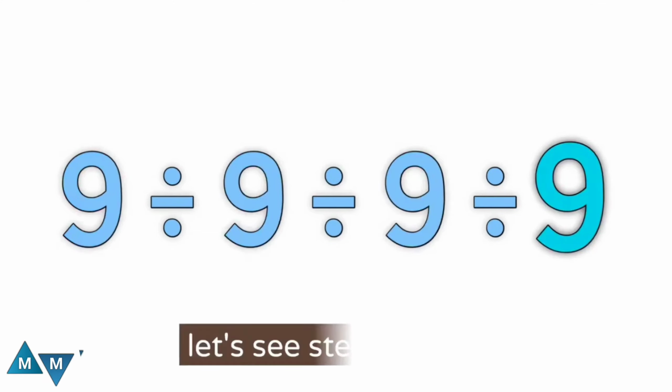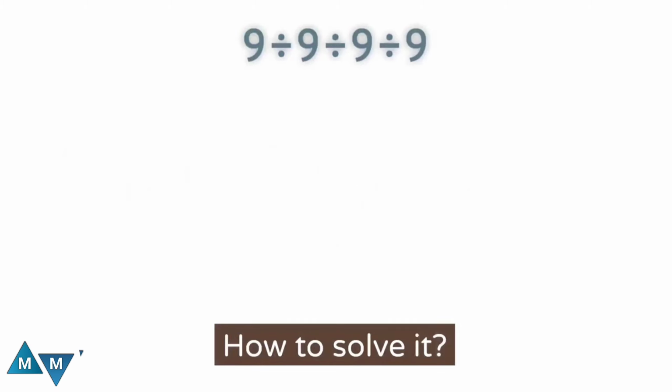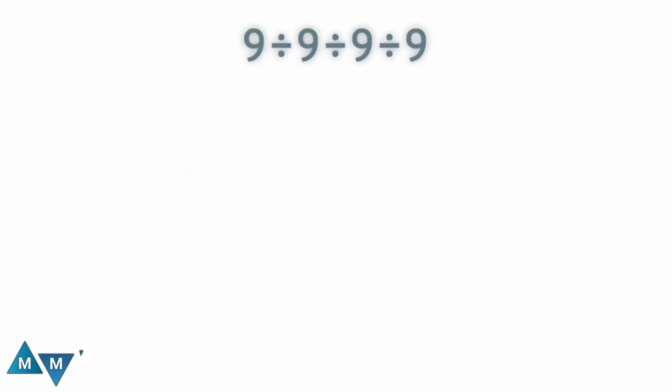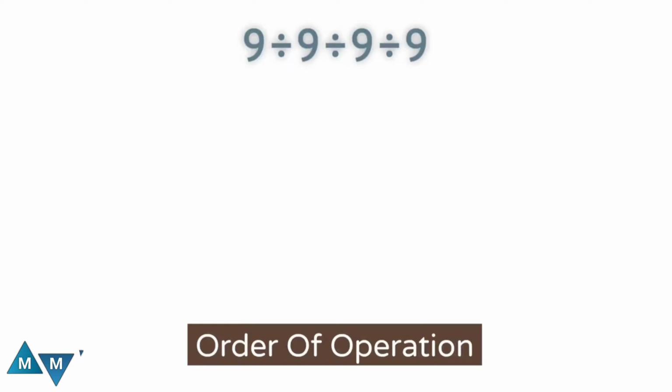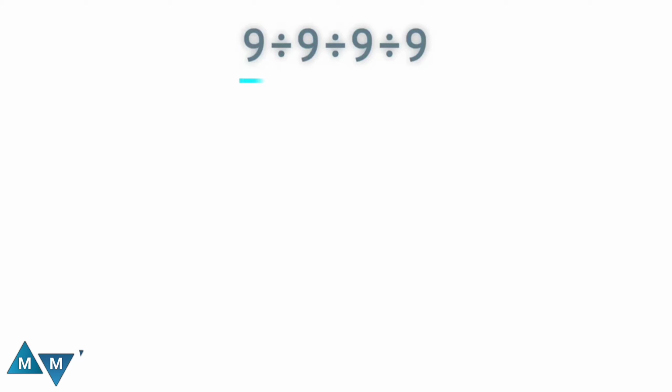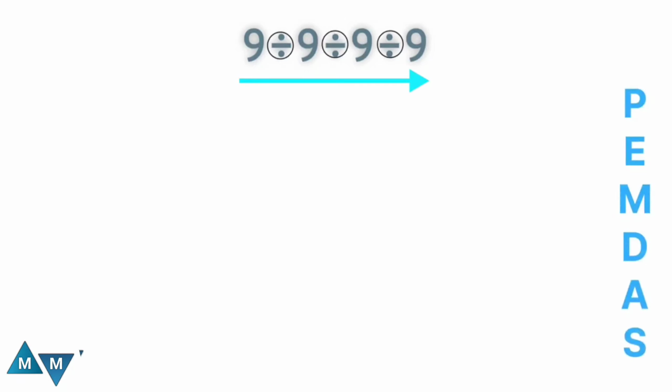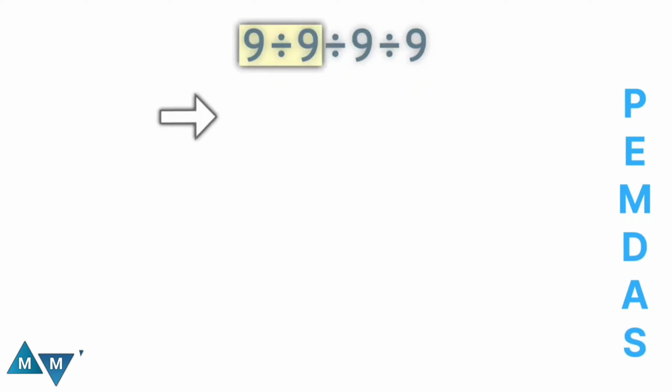Let's see step by step how to solve it. To solve this expression, you need to follow the order of operations, which is typically done from left to right. Since the expression only contains the division sign, all of which have the same priority, first we perform division from left to right. So focus on the first 2 terms. 9 divided by 9 can be written as 1.